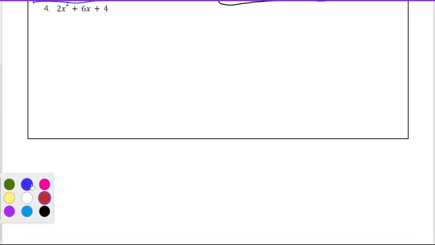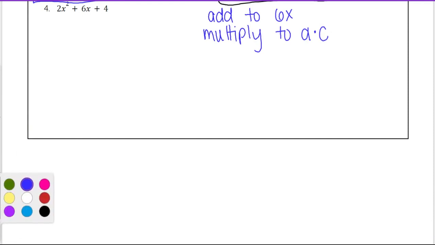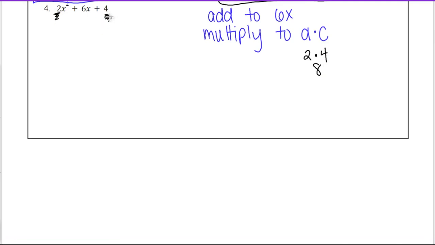The last two had an a value of 1. We are still going to approach it the exact same way. So we need two terms that add to the middle term. They need to add to 6x and they need to multiply to a times c. In this case, a times c is going to be 2 times 4, which is 8. So again, that first coefficient and then the constant at the end here.